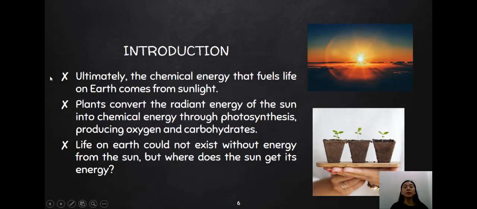So it says here, ultimately, the chemical energy that fuels life on Earth comes from sunlight. So all the chemical energy that our Earth uses actually comes from the sun. So that's our main source of chemical energy. Our plants convert the radiant energy from the sun into chemical energy through a process we all know as photosynthesis. And as a byproduct of photosynthesis, we have oxygen and carbohydrates. Basically, all life on Earth could not exist without energy from the sun. But have you ever wondered where the sun gets its energy?